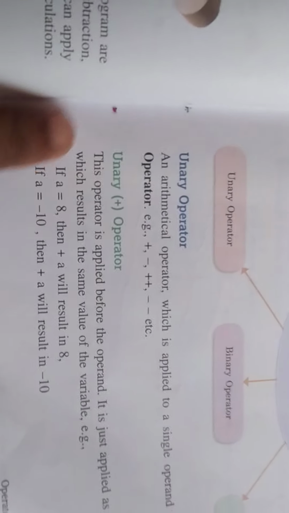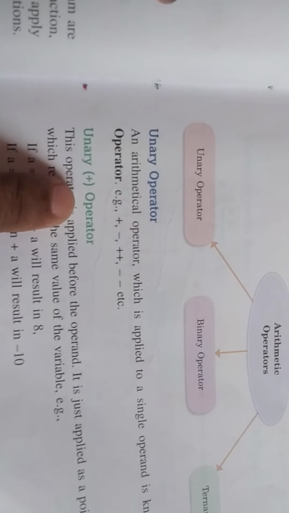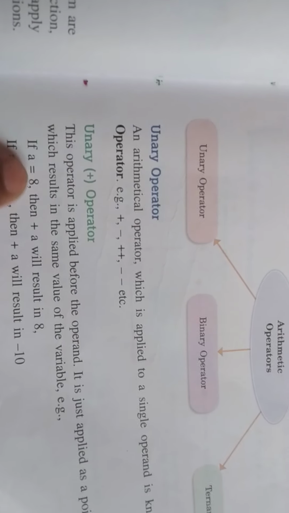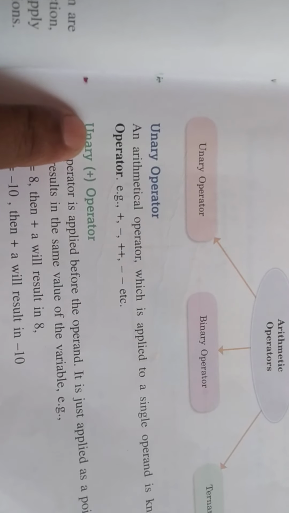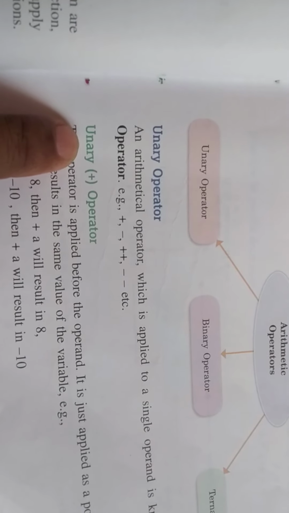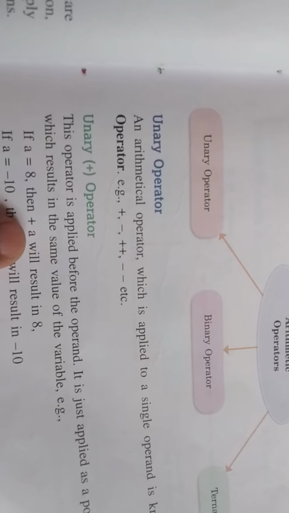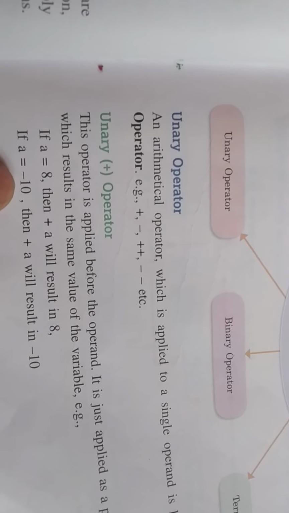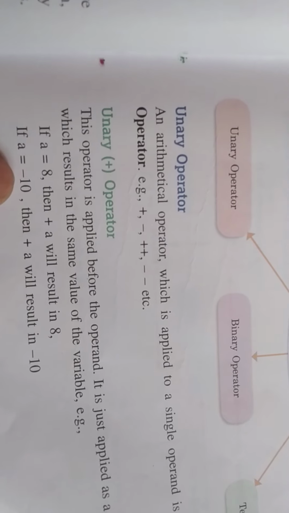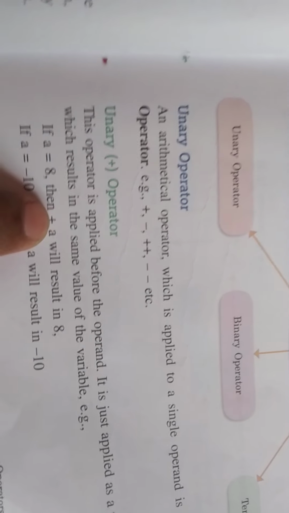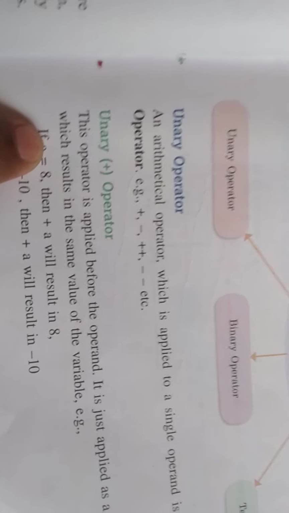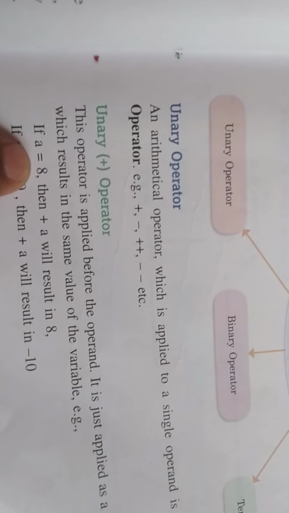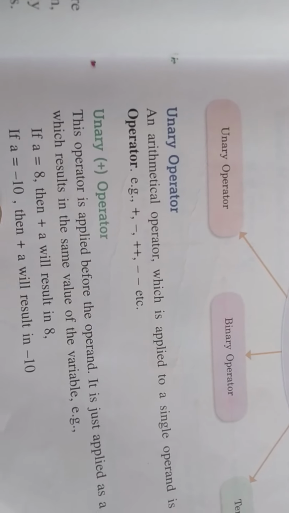Examples are also given of unary operators. Suppose a is equal to 8, then in the form of unary, how can we write it? Plus a, or a is equal to minus 10. See this minus 10; 8 means plus 8. We don't write the plus, but it is treated as a plus sign. So these are known as unary operators. Clear?